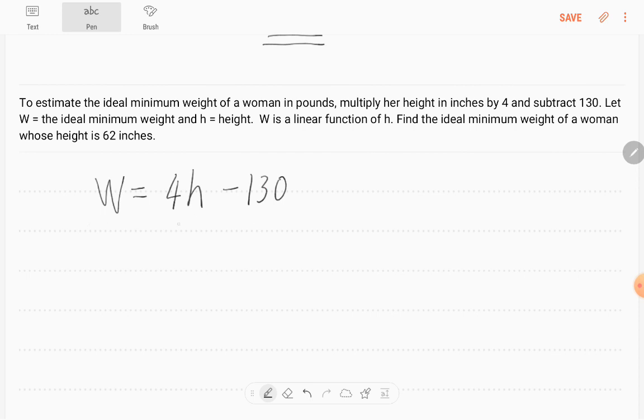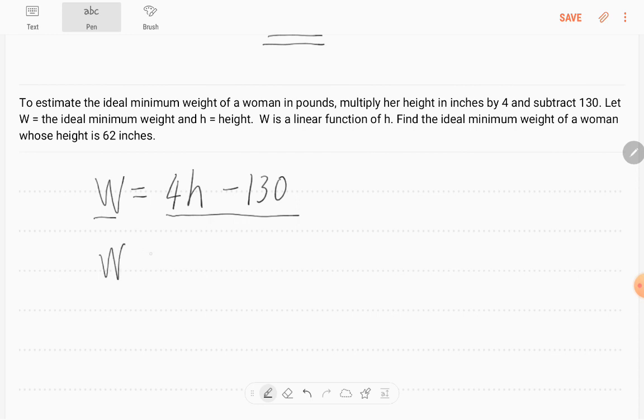This is called a linear function of H. Why is it called a linear function? Because here we only have H terms and the power of H equals 1. If the power of H is 2, 3, 4 or any other number except 1, then we cannot say this is a linear function. Okay? So this is a relation. We want to find the ideal minimum weight of a woman whose height is 62 inches. So in other words, H is 62 inches.